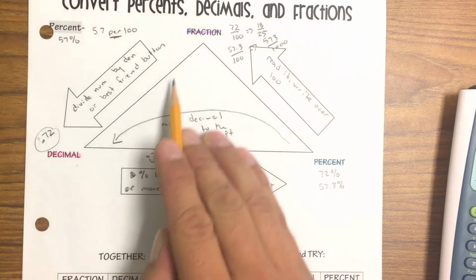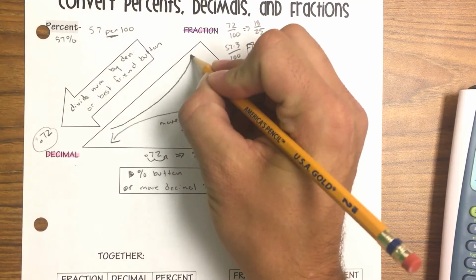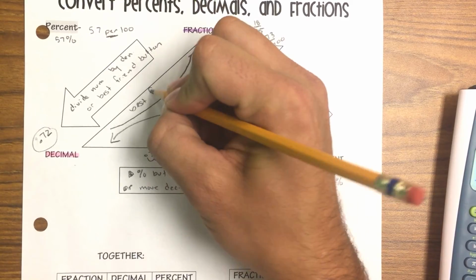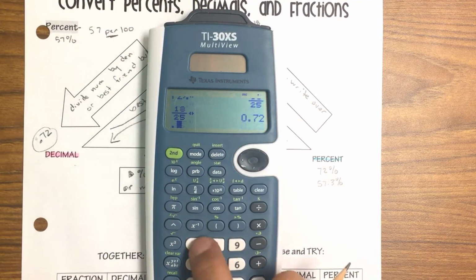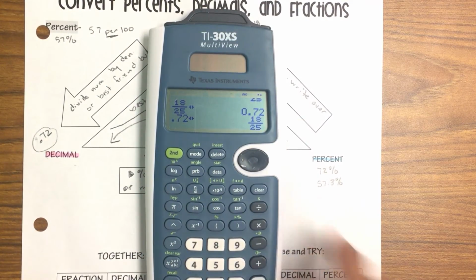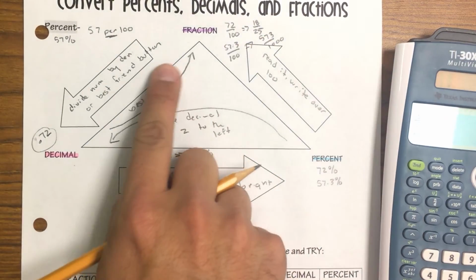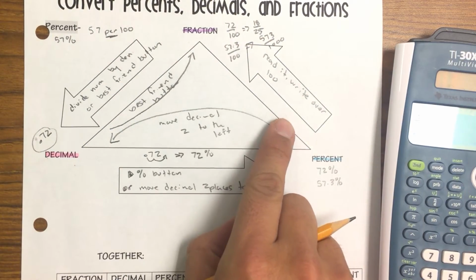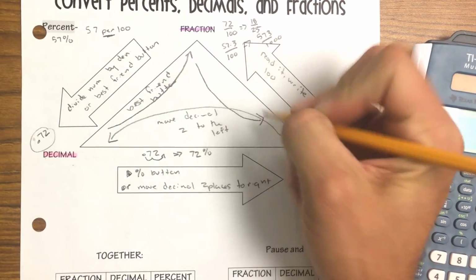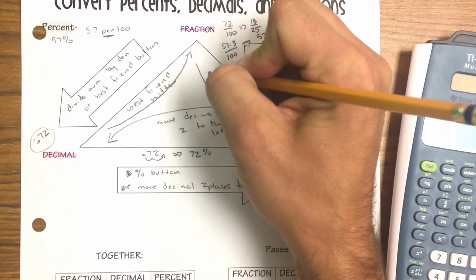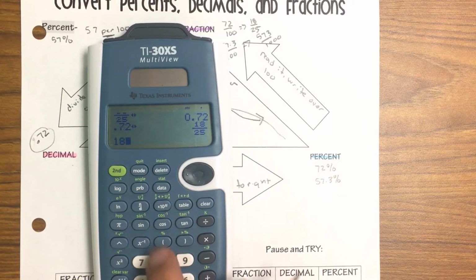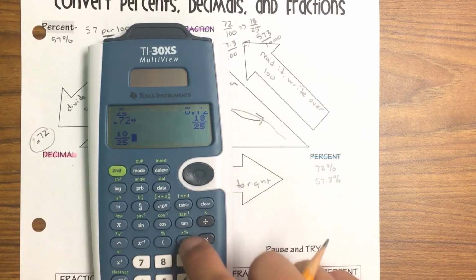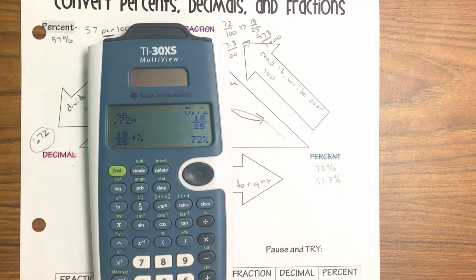To go from a decimal to a fraction, to go from here to here, I just use my best friend button. So I type in 0.72, best friend button, tells me 18 over 25, which gets me right to here. And then to go from a fraction to a percent, I can go by using the change to percent button. So if I want 18 over 25 and I want to change that to a percent, I use the change to percent button right here, 72%, and I'm done.